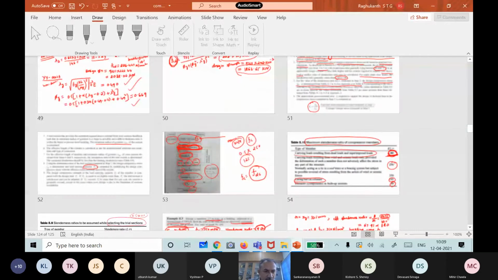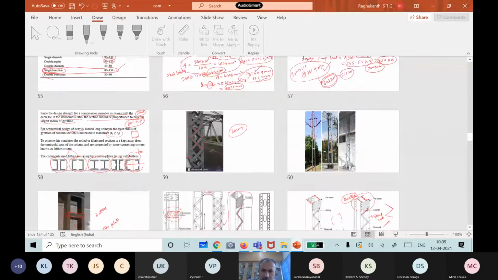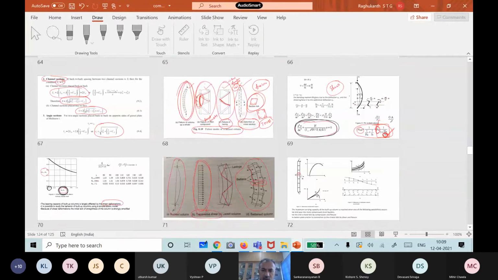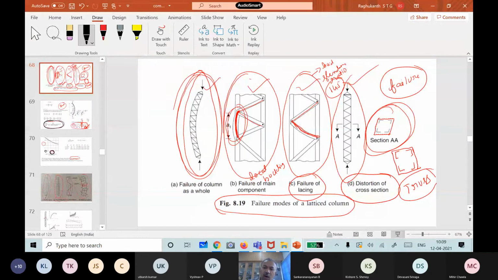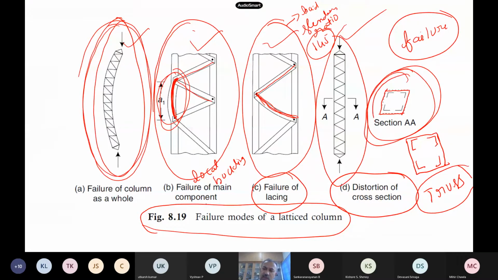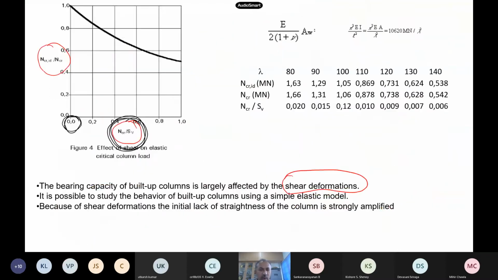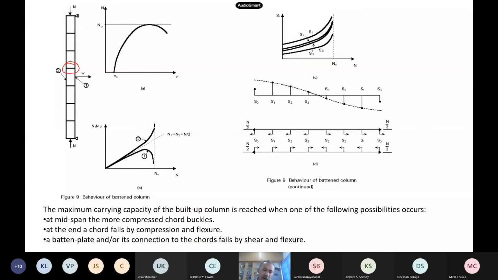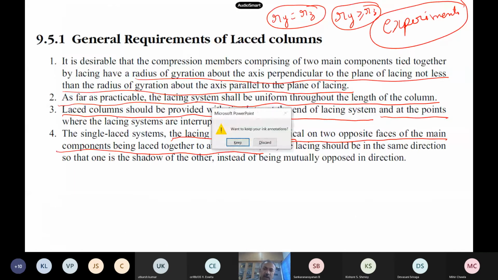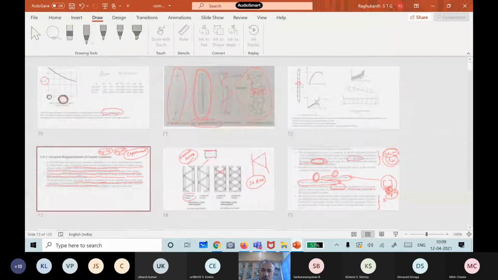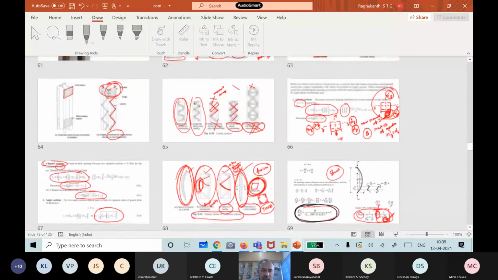Where is that lacing? Yes, lacing is here. So this is what we said as a distortion of cross section. What do you have to do in a laced column to avoid this distortion? Provide a tie plate. Excellent. So you have to provide a tie plate at the top and the bottom. That is how we provide the lacing. These are tie plates. If you don't provide tie plates, then you have a problem.